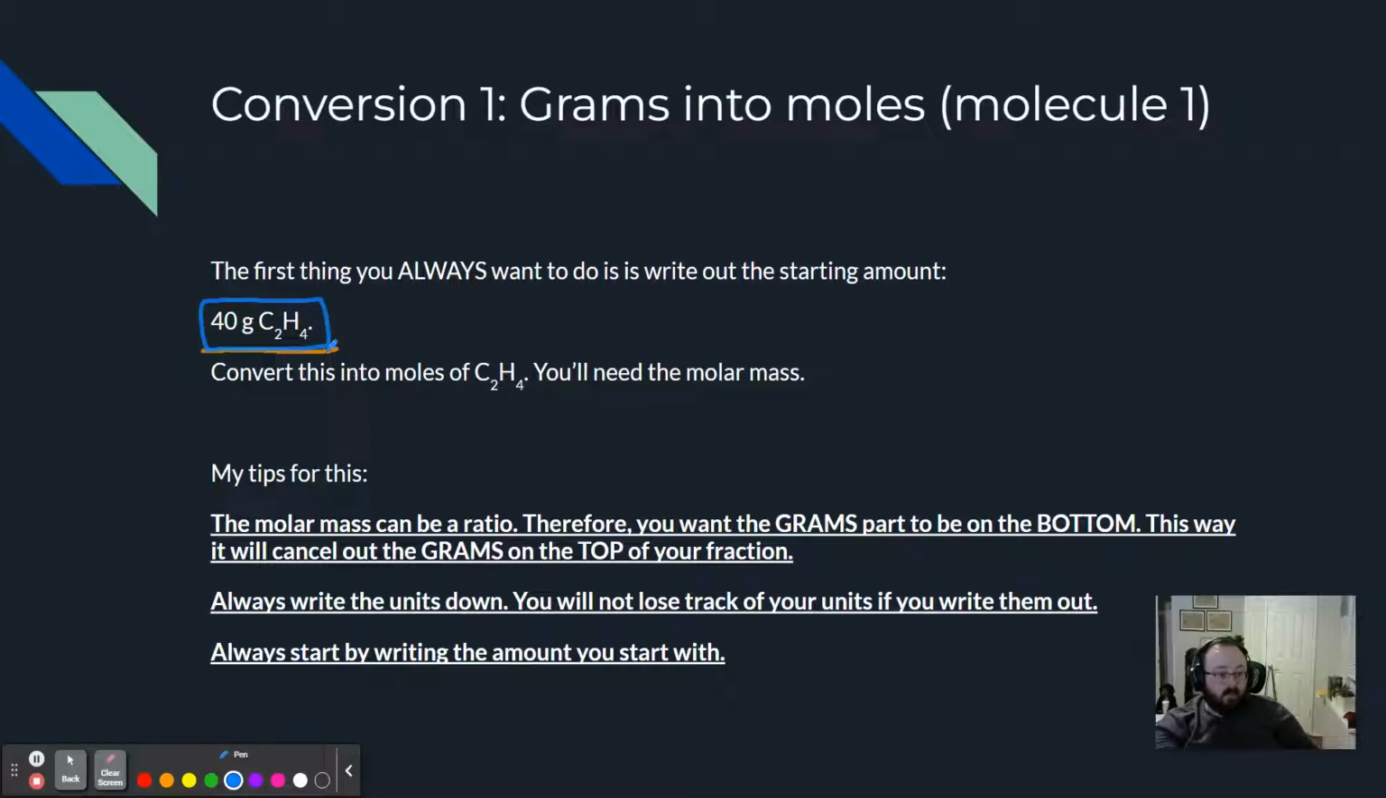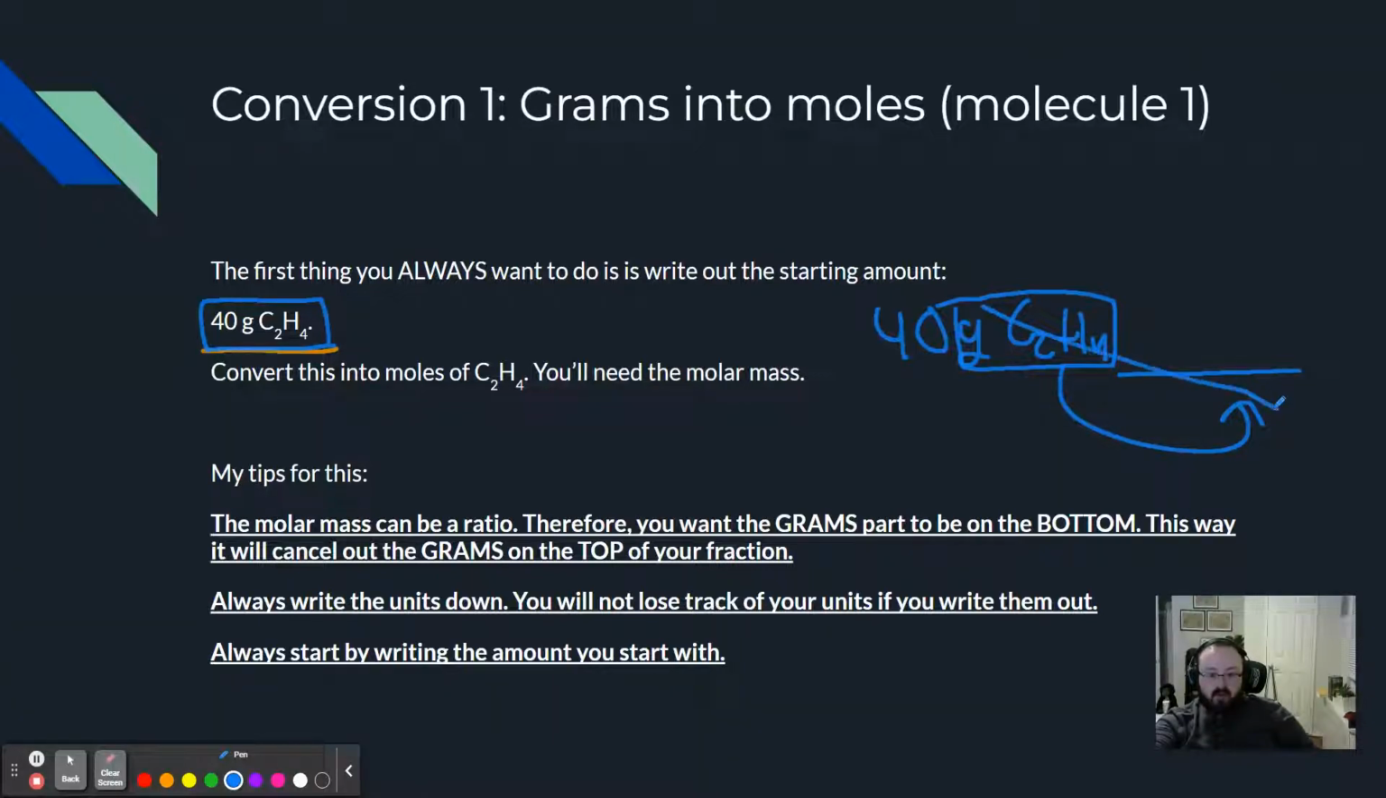Okay? So, my tips and tricks for this, before you start and I tell you to pause. The molar mass can be a ratio. If we started out with 40 grams of C2H4, you bet that you want the grams of C2H4 to be on the bottom. That way you have that across, you have that relationship that you can cancel out.